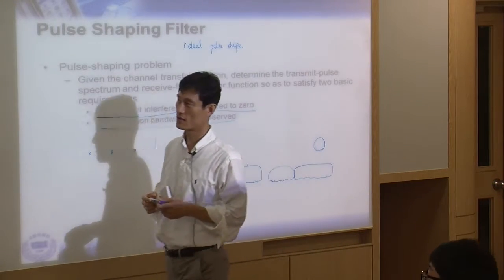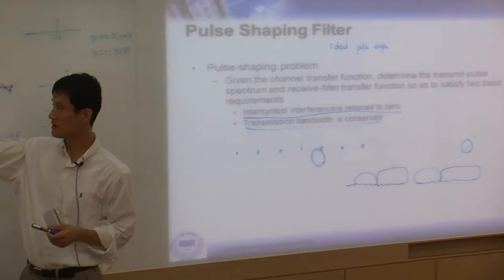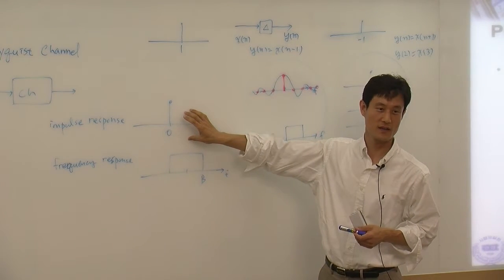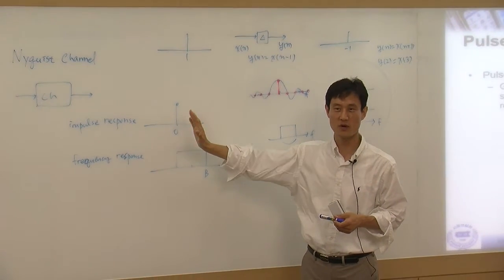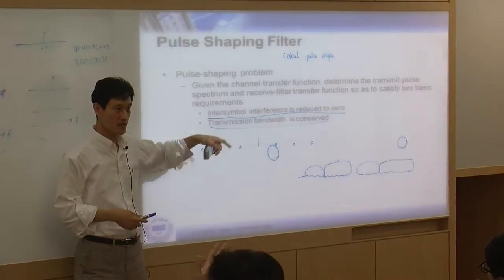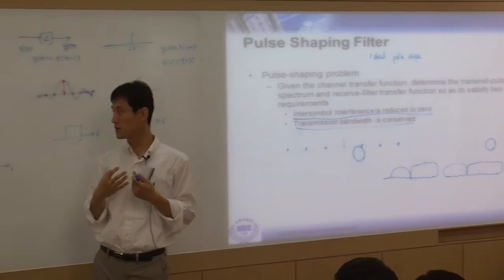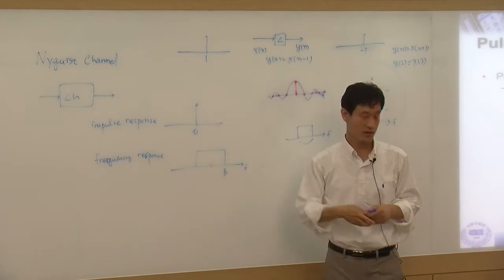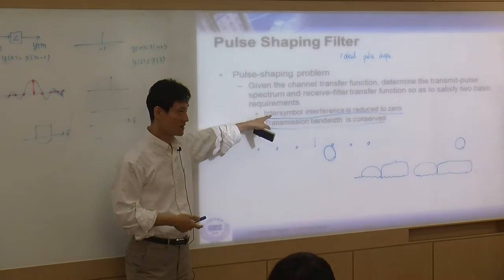How do you do that? When you get this, that means no ISI because there's no memory, no multipath, right? So the first reason basically means that we want to make the impulse response look like this. Okay? This is what we want. That's what this means.